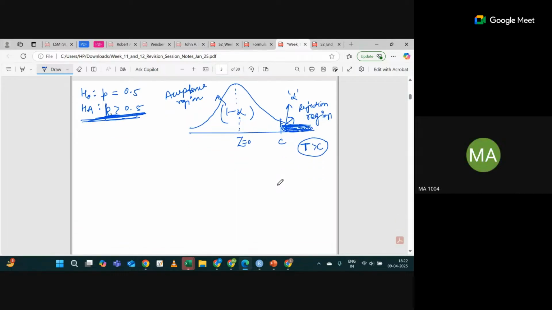Yes, sir. Right, suppose our null hypothesis can be something like this, and the alternative hypothesis, suppose I'm talking about p is less than 0.5, then what will be your rejection region?